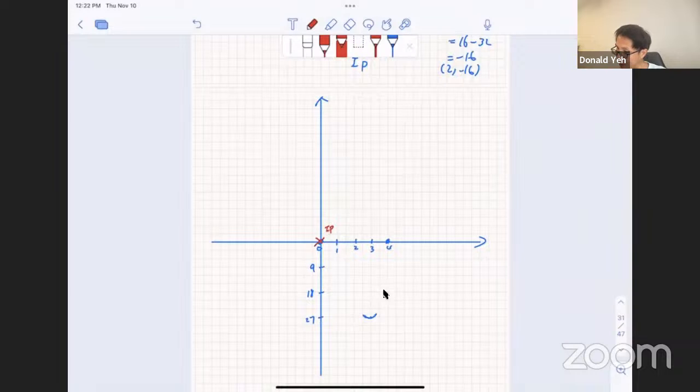So 2 and -16 is roughly right here. If you want to know the coordinate, it's probably 2 and -16. Okay, so when you get to this point, you do have all the information now. The only thing we did not apply is the number lines, like increasing or decreasing, or concave up, concave down.